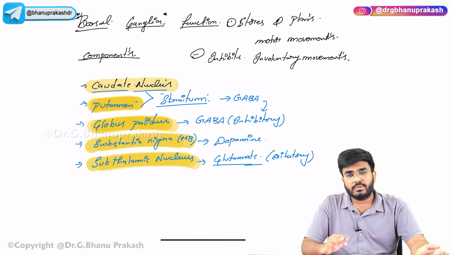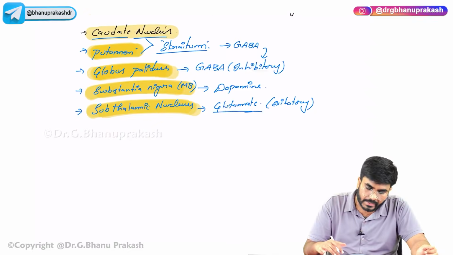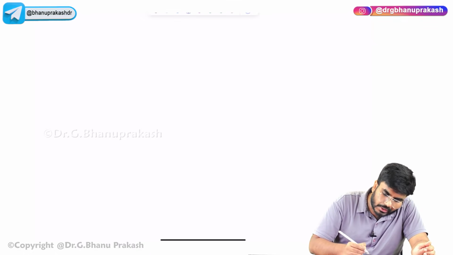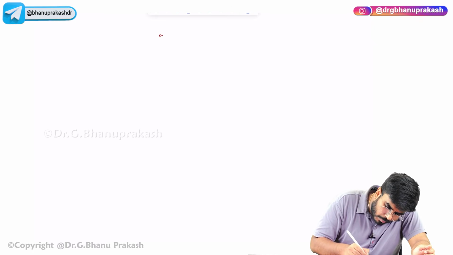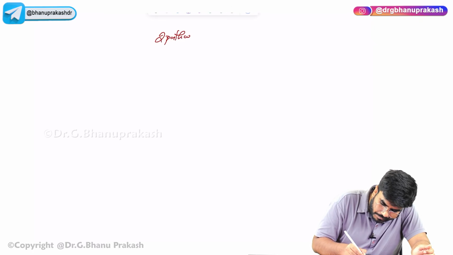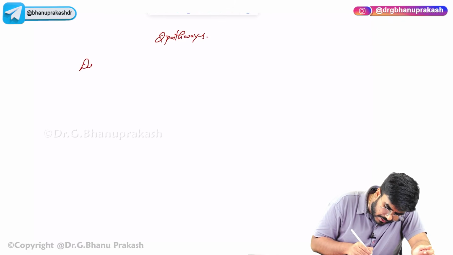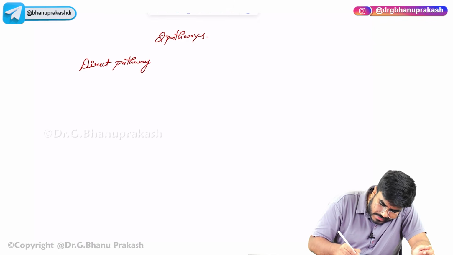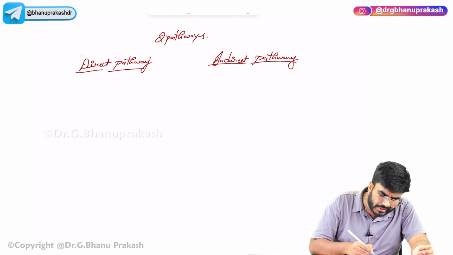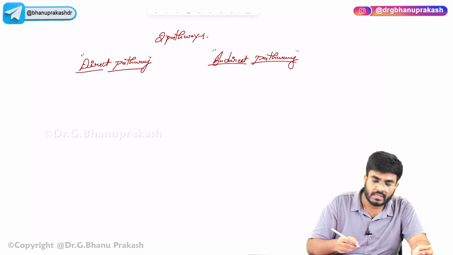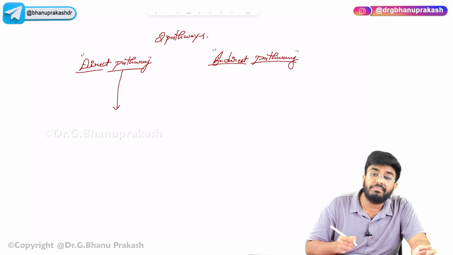Now, you know the function of the basal ganglia and the components of the basal ganglia. In the basal ganglia there are 2 circuits, or you can say 2 pathways. One is called the direct pathway. The other is called the indirect pathway. I don't want you to go into too much detail about this direct and indirect pathway. What happens in the direct pathway at the end of the day?